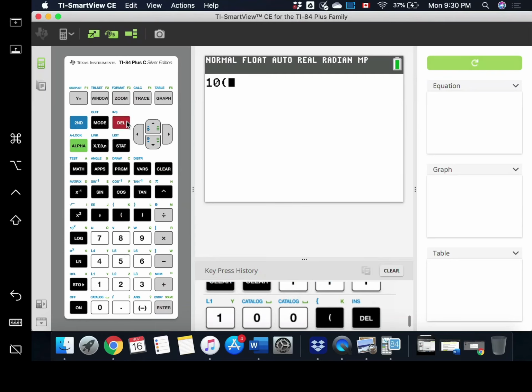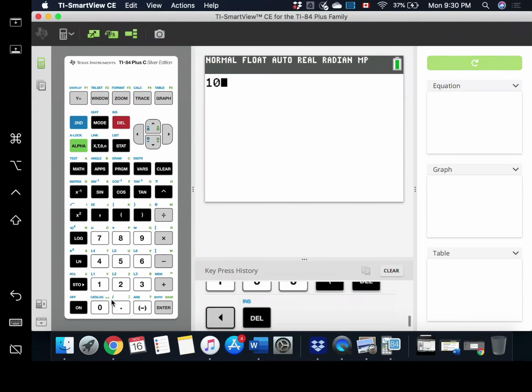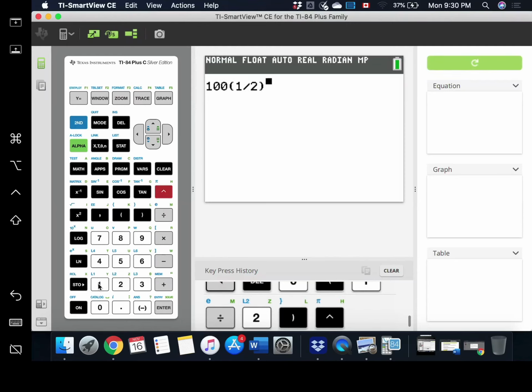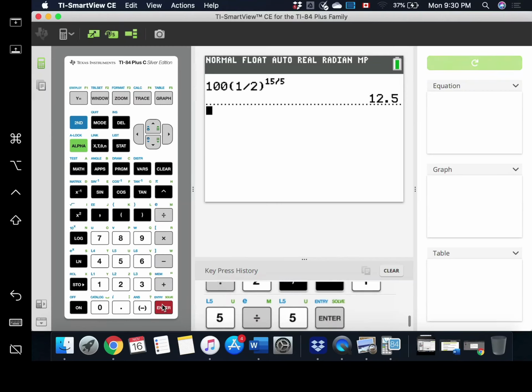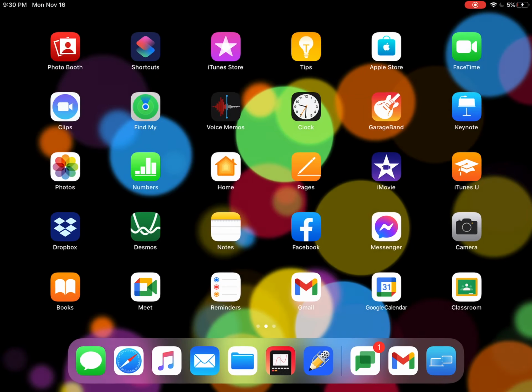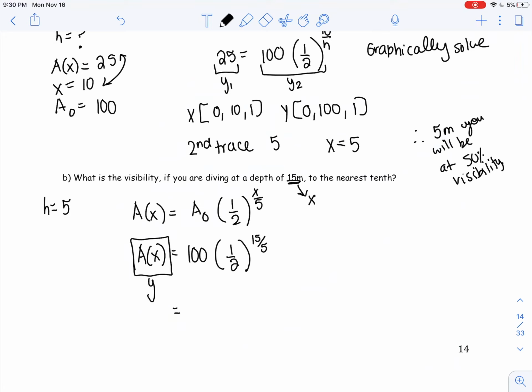So in your calculator, write 100 bracket 1 divided by 2 times your half-life to the power of 15 divided by 5, which you could have simplified to 3. 15 divided by 5 is 3, or you could just type it in exactly how you see it. Okay, so what we just solved for was 12.5. This is the visibility at 15 meters below the surface. So you have 12.5% visibility at that point.